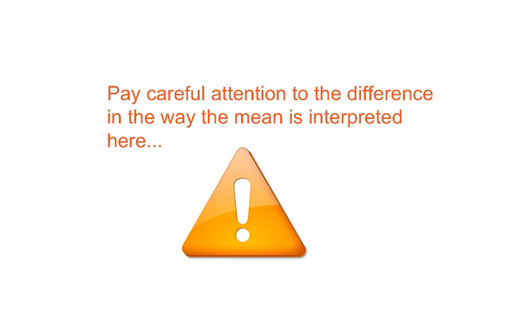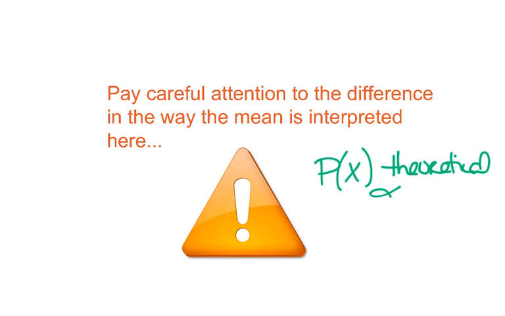Now, pay careful attention to the difference in the way that the mean is interpreted for a list of values versus the probability distribution. Remember that the probability distribution is all theoretical. We don't know exactly how many trials are there, so we always talk about infinity. Whereas here, the mean is more finite. We only have 10 numbers. That's our sample, and that's that.